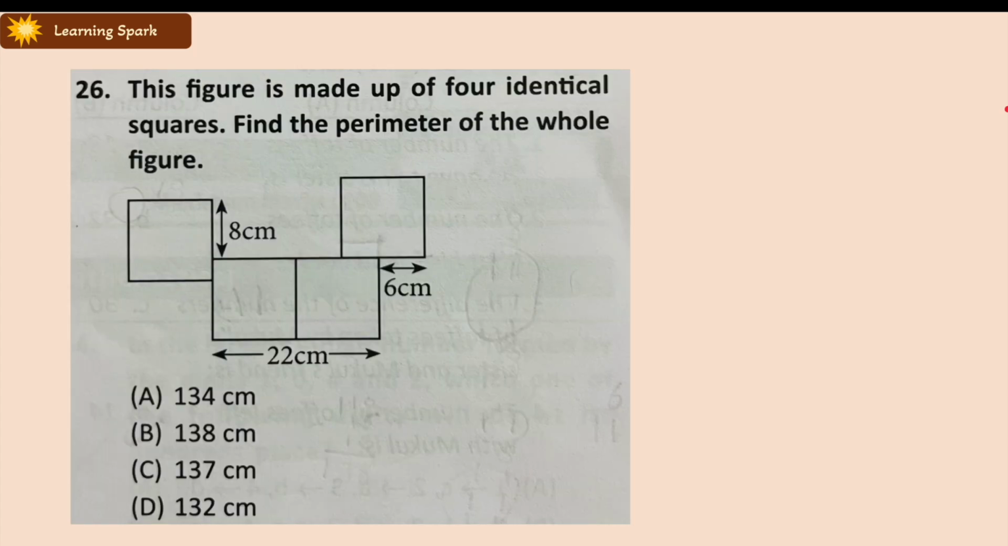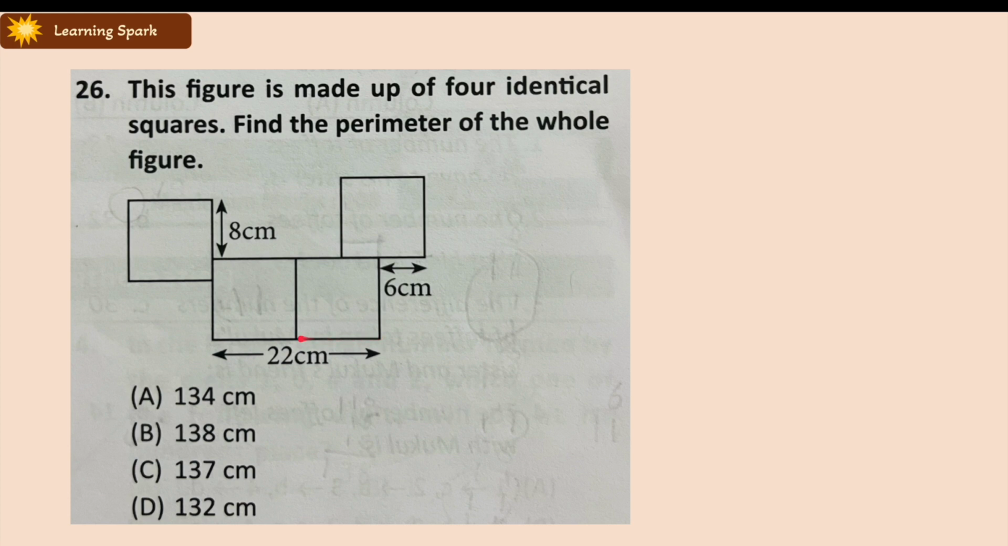Question number 26 is on your screen. Let's solve this together now. This is a little complicated one. It says that this figure is made up of 4 identical squares. So all of these are squares and all of these are identical, a very important point. Find the perimeter of the whole figure. So we have to find the perimeter. We first have to measure each of the sides of this square, and we can get it from here.